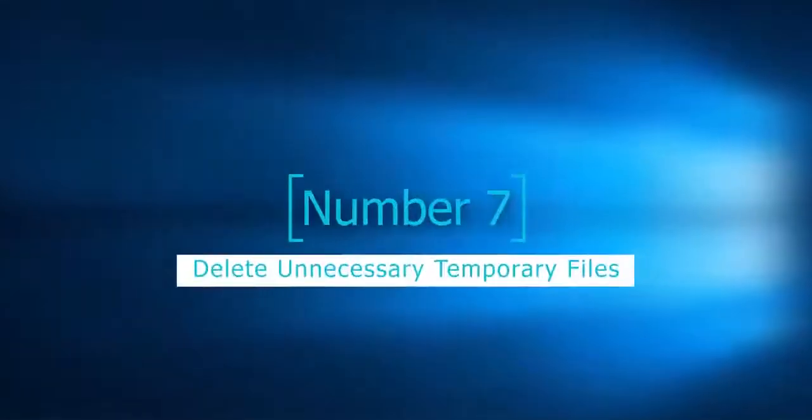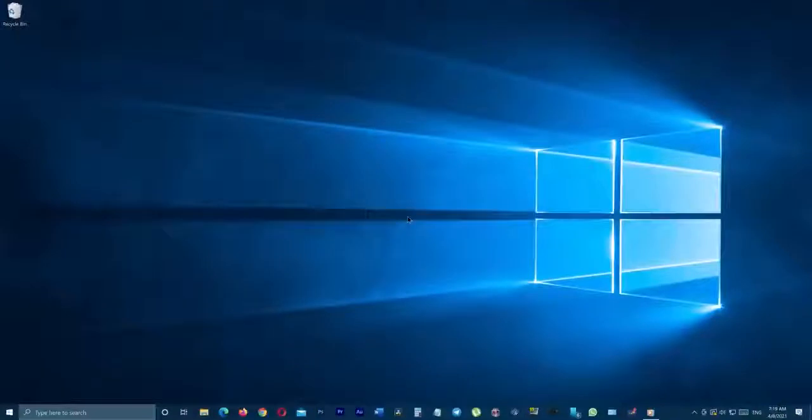Step number 7. Delete unnecessary temporary files. Whenever you open a program, your Windows will create tons of temporary files. And as the name suggests, these files are only for temporary use. The next time you open the same program, it doesn't need them and it will create a new set of temporary files for its use.